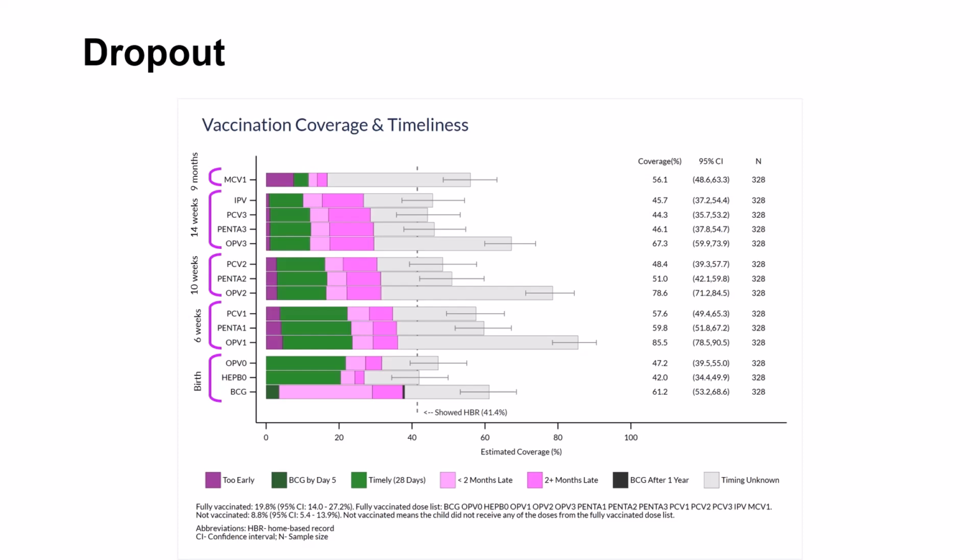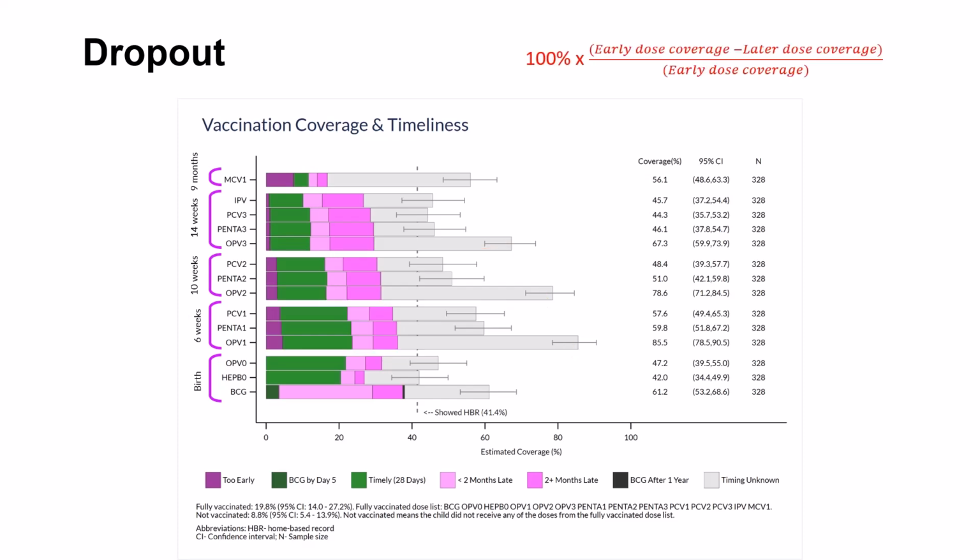VCTCs also illustrate dropout between doses. Dropout is the percentage of children who showed evidence of receiving the earlier dose by HBR or recall, but did not show evidence of receiving the later dose. The way we examine dropout is by looking at the relative lengths of the bars for early and later doses. Continuing with the example of OPV, we can compare the lengths of the bars for OPV1, OPV2, and OPV3. We notice that the bar for OPV3 is shorter than the bar for OPV2, which in turn is shorter than the bar for OPV1. This pattern is indicative of dropout in vaccination of OPV over time.